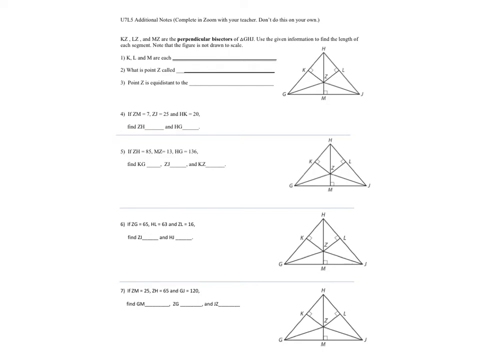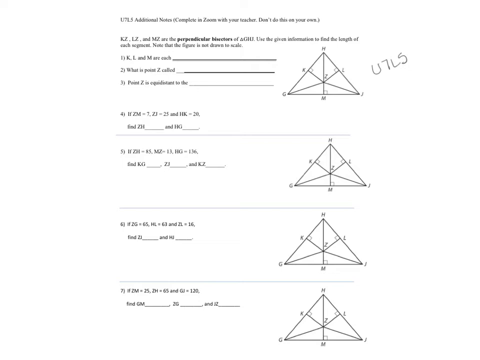Hi Math 2. This is Unit 7, Lesson 5, Additional Notes. So you should have a handout with you that looks like what you're seeing on my screen right now. It is two-sided. This first side, questions 1 through 7 that you're looking at, we're going to be doing during this slideshow. And the back side we'll be doing when we do Unit 7, Lesson 6 and 7, the next two lessons.